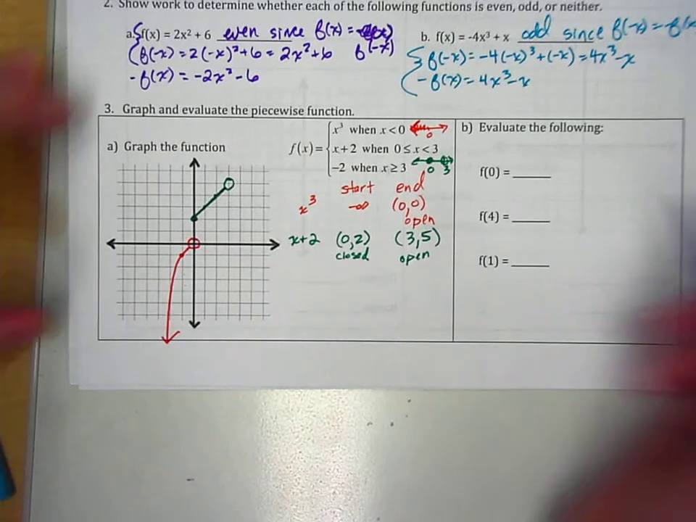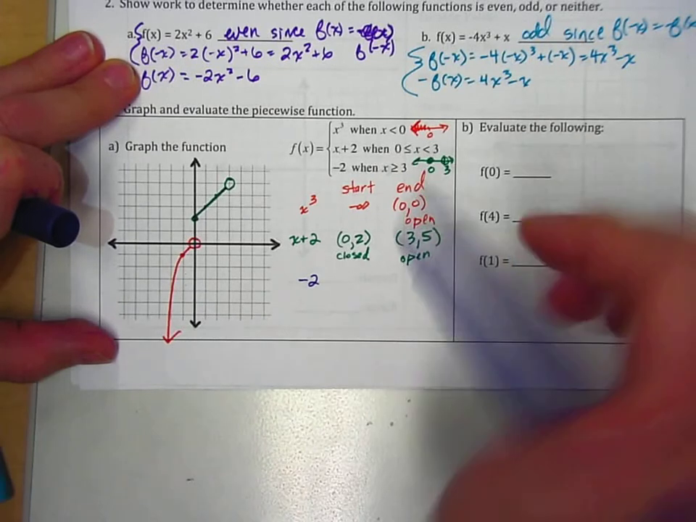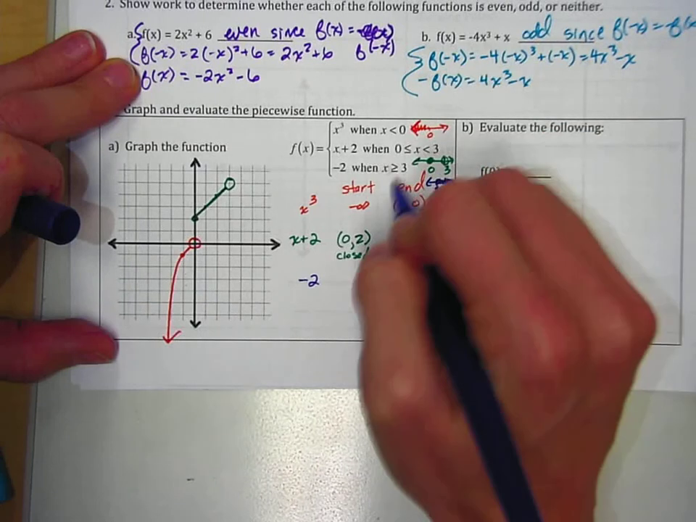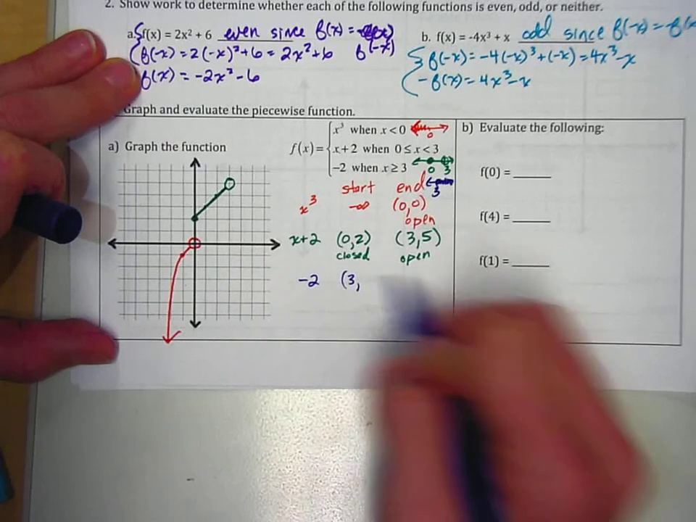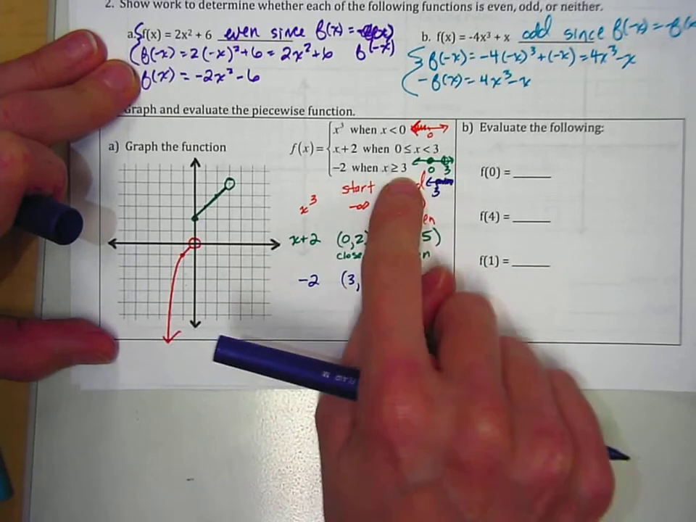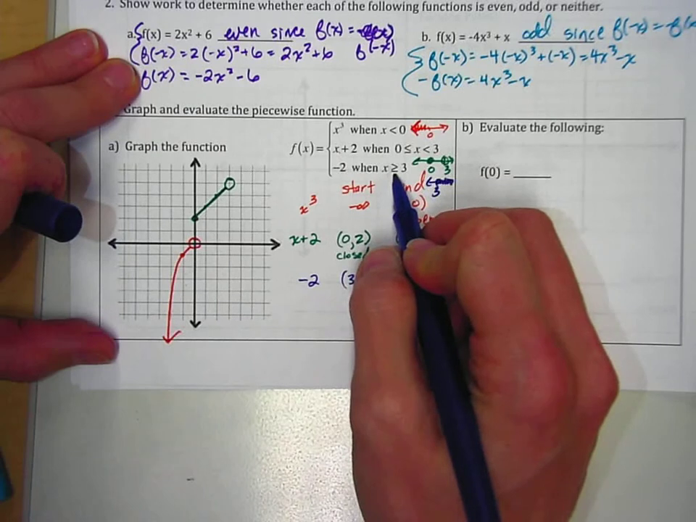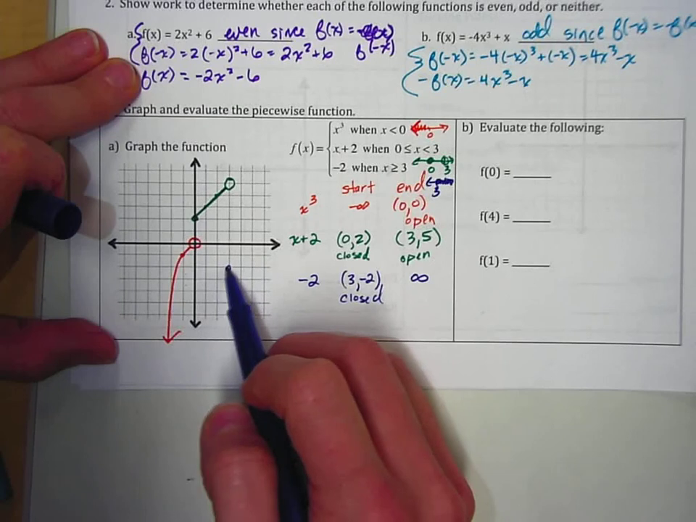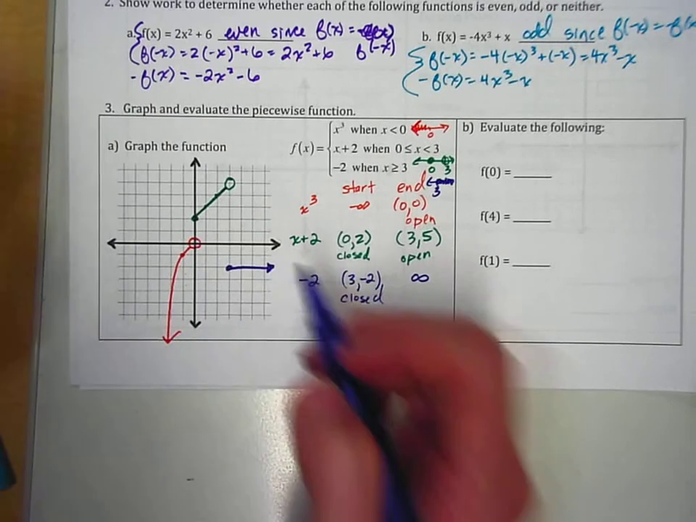And then my last part of the function is just a horizontal line on negative 2. For this one, I'm starting on 3, and then I continue going forever. So I start on 3, and then we're going to infinity for our end. But when x equals 3, y is going to be negative 2 because it's a horizontal line. It's going to be closed because of the equal to part. So we have 3, negative 2, that's closed, and it's just a horizontal line going to the right. And that's going to be our piecewise function.